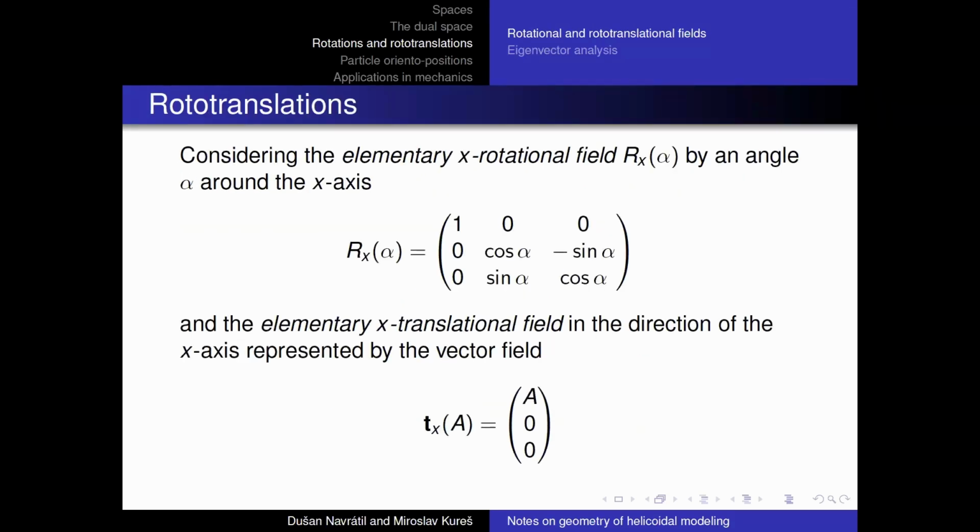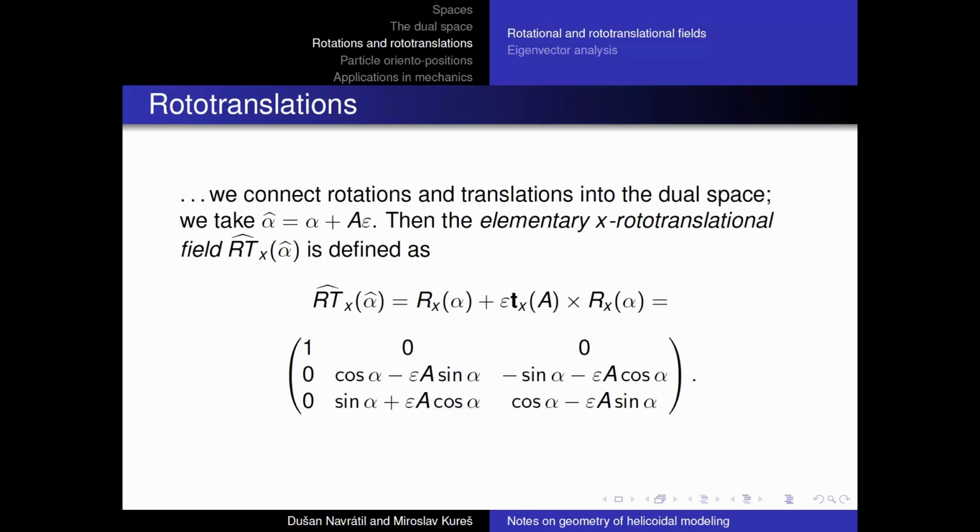So let us consider now basic rotation around x-axis, translation along x-axis by length of A. And we can put those 2 transformation into such a dual matrix, where, as you can see, the real part is simply rotation matrix, and the dual part is multiplication of the cross function applied to the translation vector and the rotation matrix.